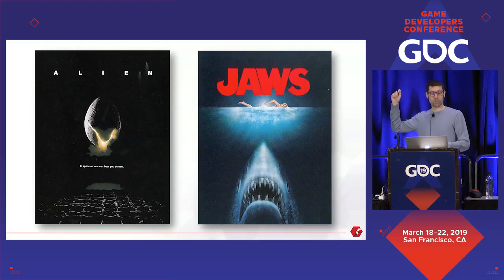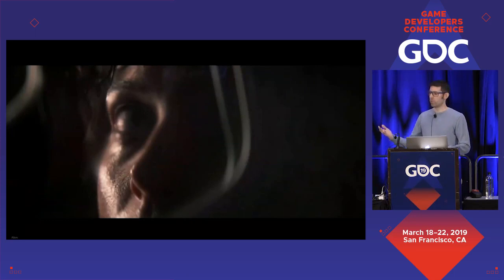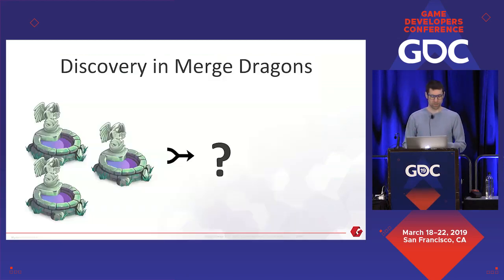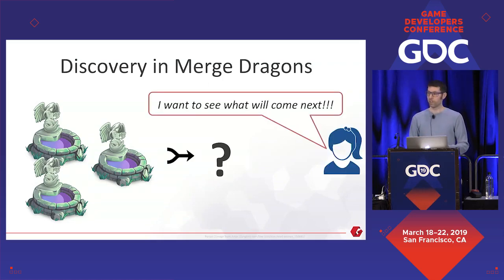Abrams uses an example of watching Alien or Jaws, knowing there's some incredible terror out there, but that not being able to see it for most of the movie is a much more powerful experience because it excites your imagination beyond any possible reality. In a way, every object in Merge Dragons is its own mystery box. One of the most common reasons players say they play is because they wanted to see what will come next when merging, which is exactly what we're going for.